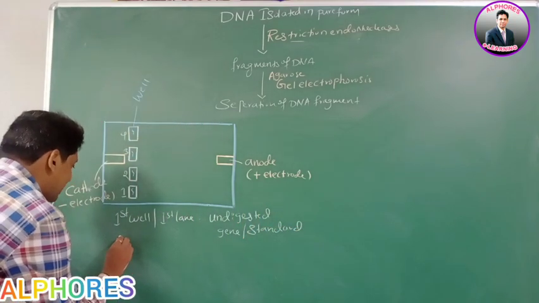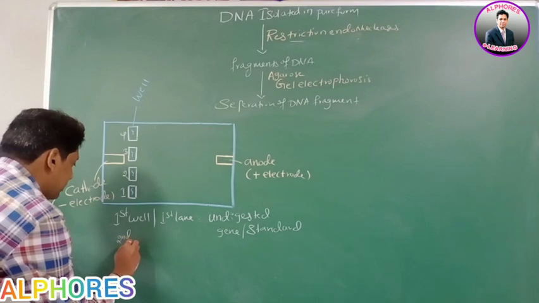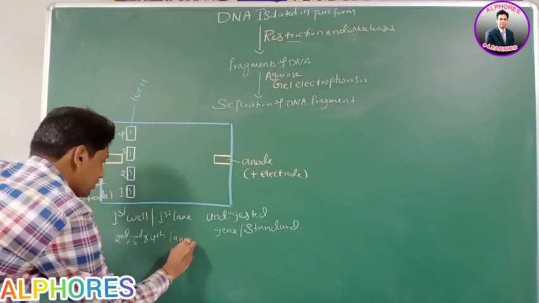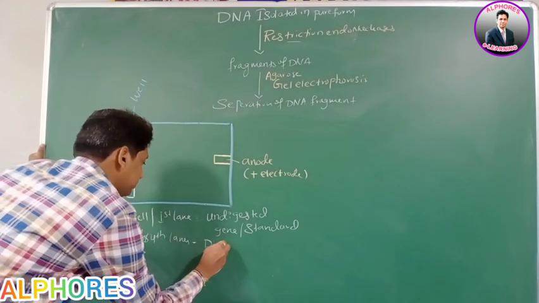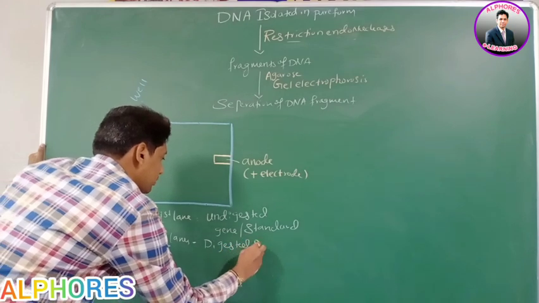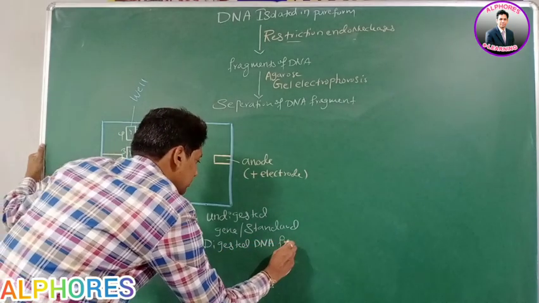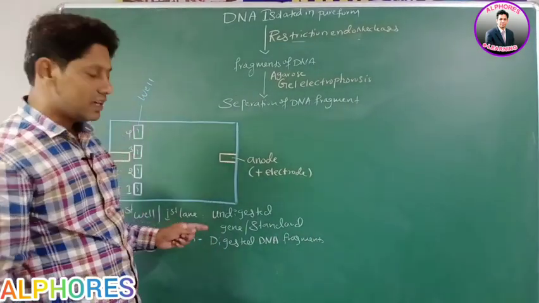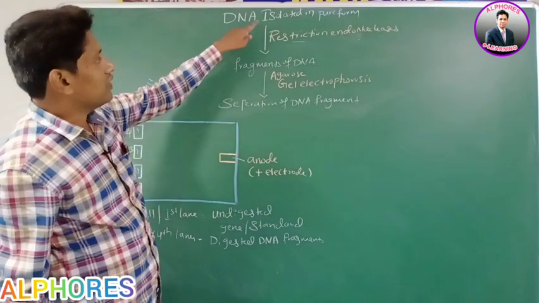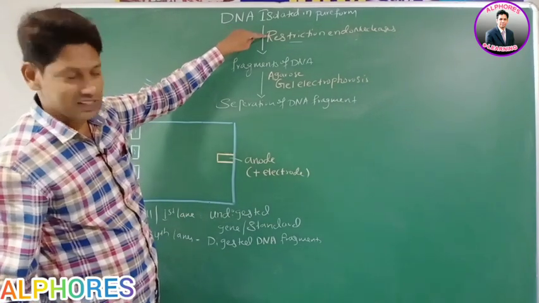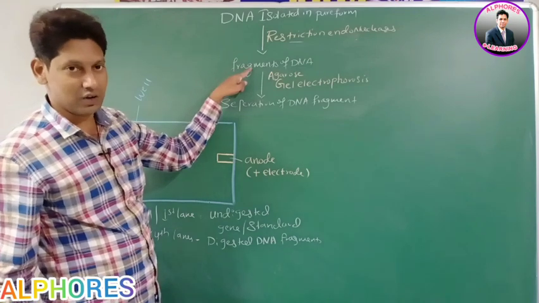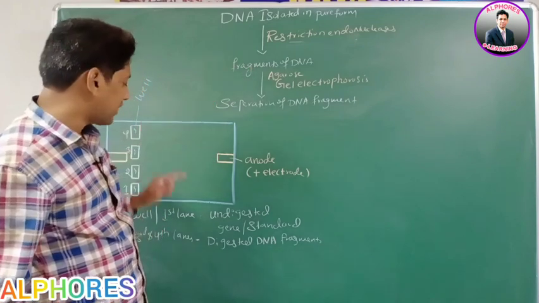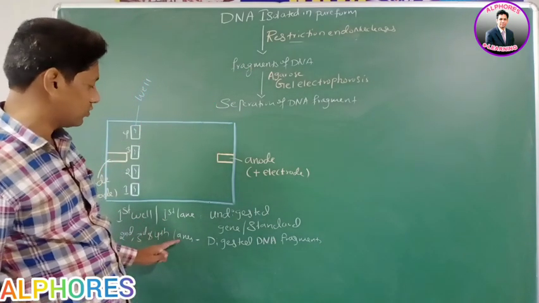Whereas in the second, third and fourth wells or lanes, I am taking digested DNA fragments. Is this statement clear? Right. Therefore, when we treat a DNA with restriction endonuclease enzymes, we are getting fragments of DNA. I am taking those fragments of DNA in the second, third and fourth lanes.